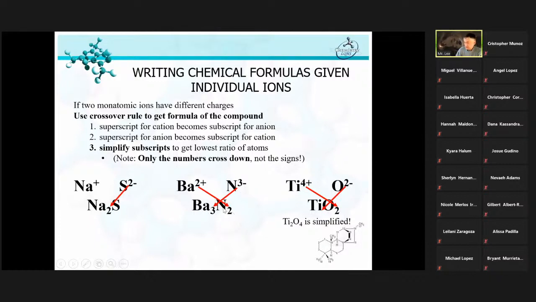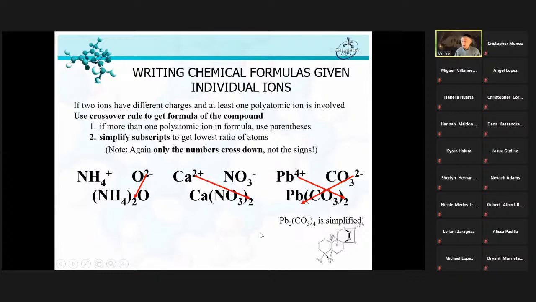So you get Ba3N2. For titanium and oxygen here, the 4 goes to the oxygen, the 2 goes to the titanium. However, 2 and 4 can be simplified by dividing each of those numbers by 2. So 2 divided by 2 is 1, but we don't write a 1. And then 4 divided by 2 gives me 2, so it becomes TiO2, after simplification. What happens now if you have a polyatomic ion? Well, you do the same thing, except now, when you put a subscript for the polyatomic ion, you have to put the polyatomic ion in parentheses or brackets.